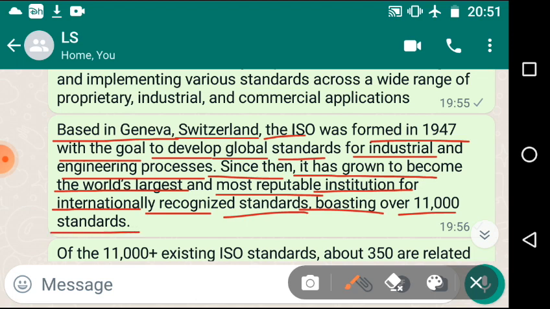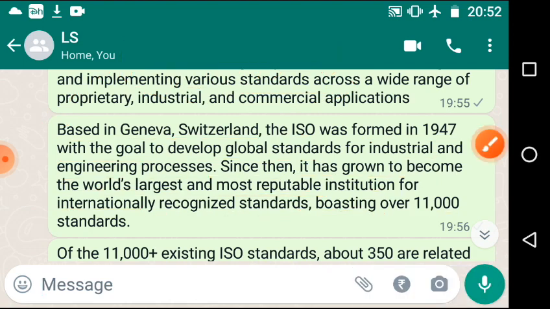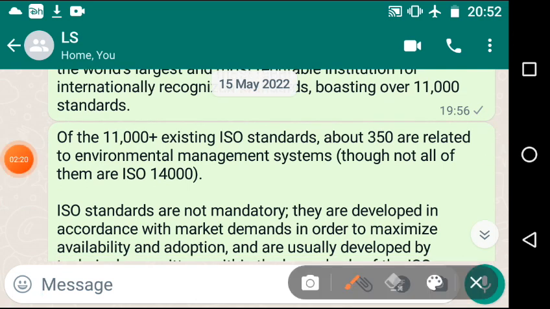That means this standard will not be used only in a particular country or region; it will be applicable all over the world for industrial and engineering processes. Since then, it has grown to become the world's largest and most reputable institution for internationally recognized standards, boasting over 11,000 standards. So ISO has about 11,000 standards, and one of the standard families is 14,000.